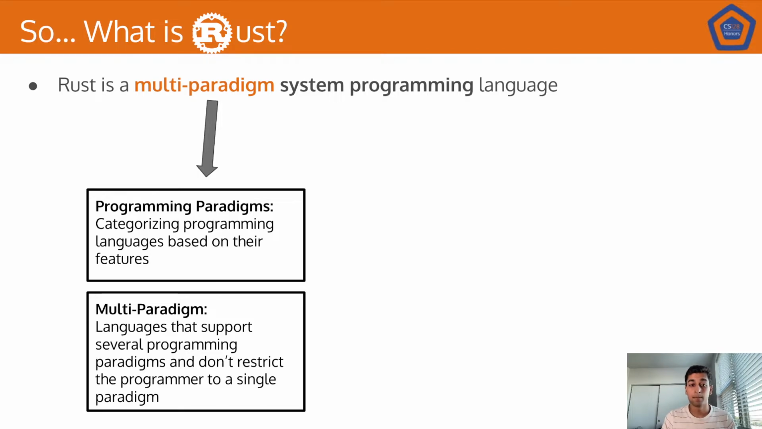You might hear that Rust is a functional programming language. So functional programming is one of the paradigms. Yes, that is true, but you can also use Rust in a bunch of other paradigms.